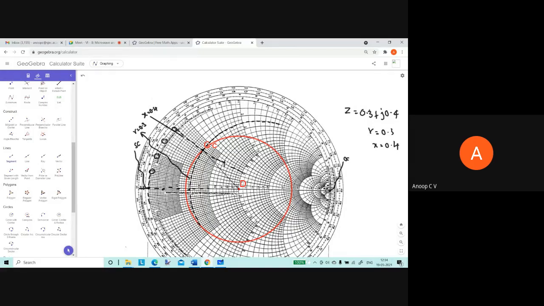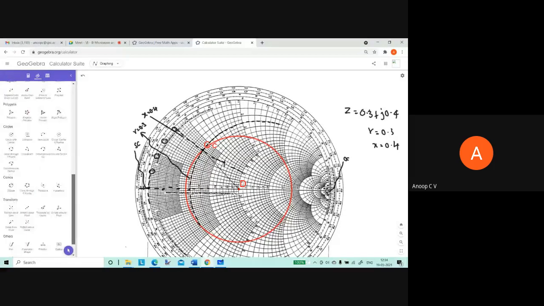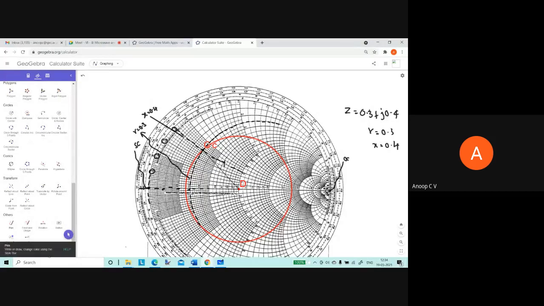If you see this extreme open circuited point, I should write that again. This open circuited point is gamma R equal to 1 and gamma I equal to 0. The short circuited point is gamma R equal to -1 and gamma I equal to 0. And this is the center, the point 0, 0. This point D is the center of the Smith chart, that is 0, 0. Real part is 0, imaginary part is 0.